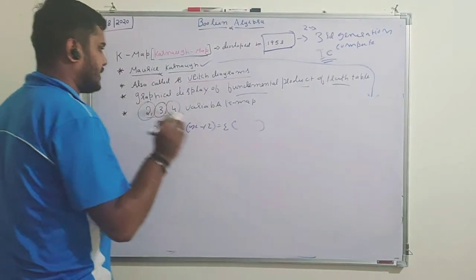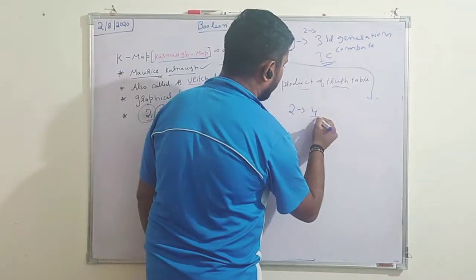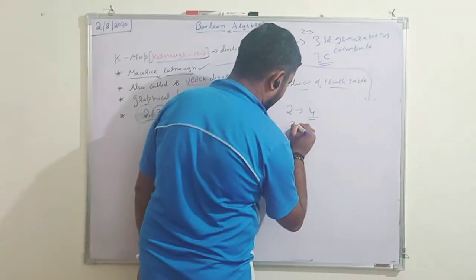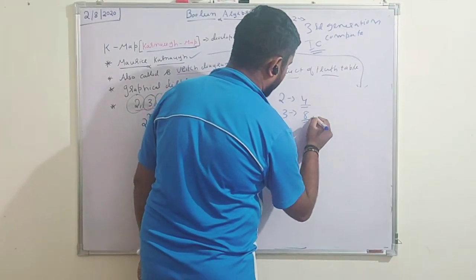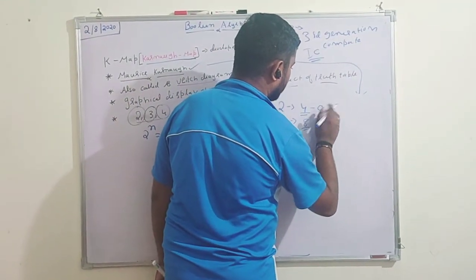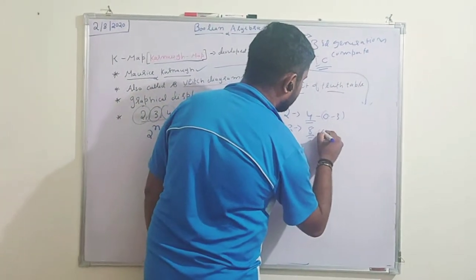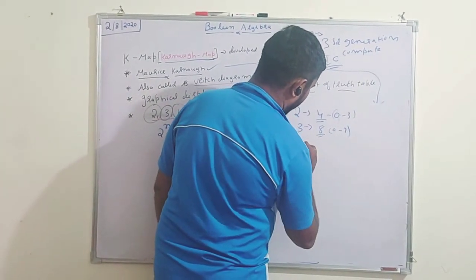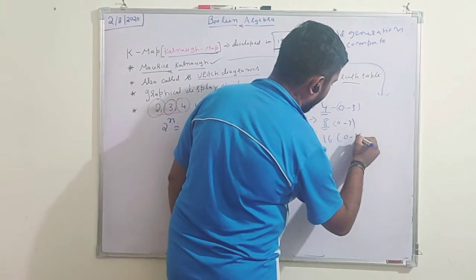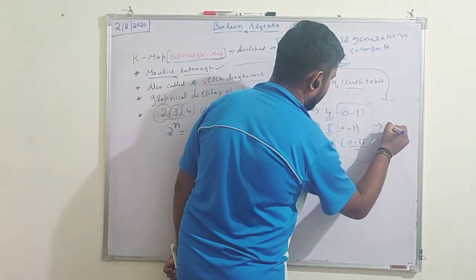Whenever I say two variable K map, it means four squares, so we can store up to four data. Three variable K map means 8 squares, up to 8 numbers. In binary values, two variables means 0 to 3, three variables means 0 to 7, and four variables means 16 boxes, 0 to 15. So you should know this. These are the binary variables.